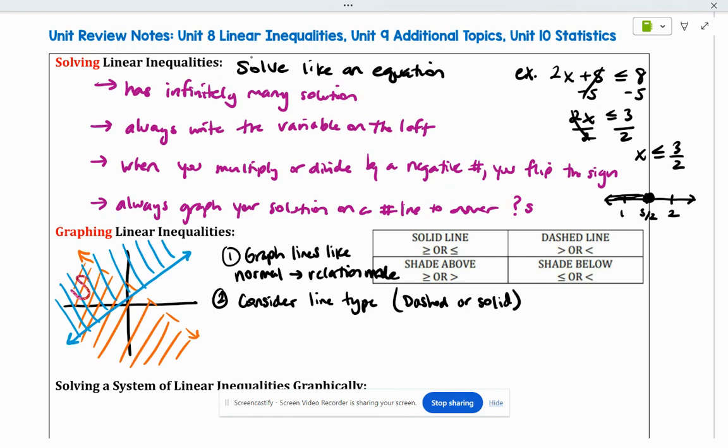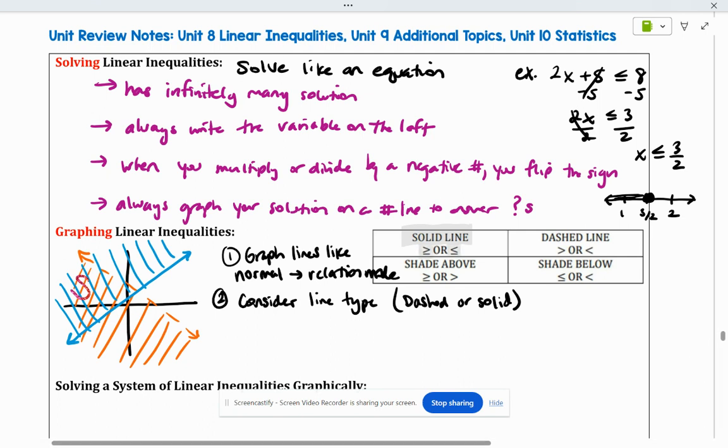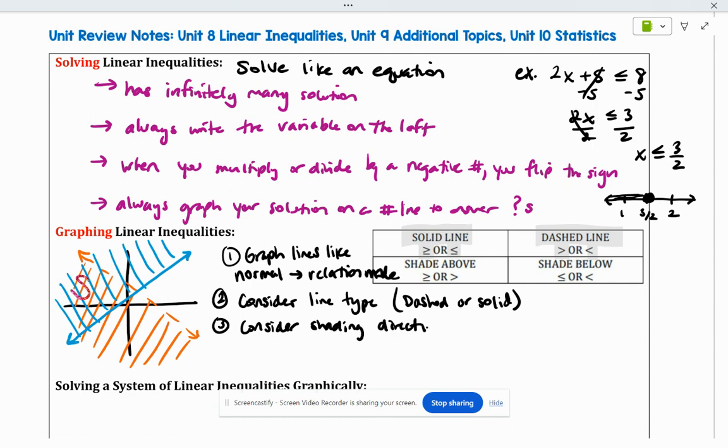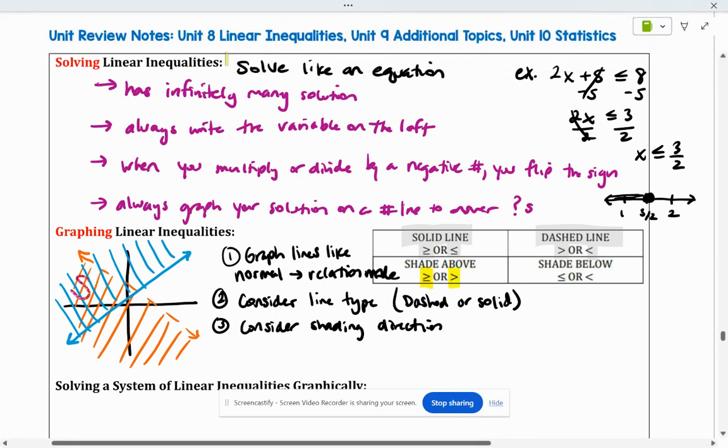How do you know which one to pick? A solid line is going to have a solid line underneath. You can remember it like that. A dashed line has no line underneath. Then you need to consider the shading direction. The inequality symbol will also dictate the shading direction. Greater than or equal to, or just plain greater than, you're going to shade above. Less than or equal to, or less than, you're going to shade below.